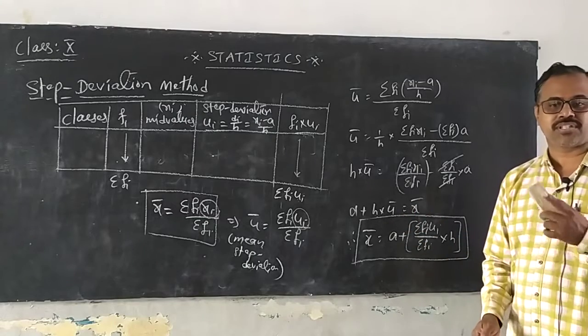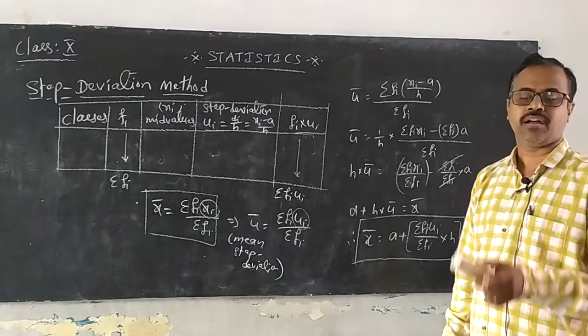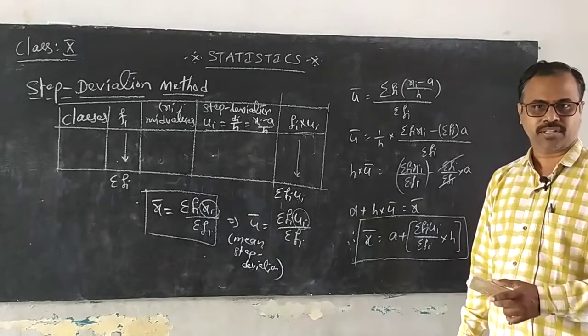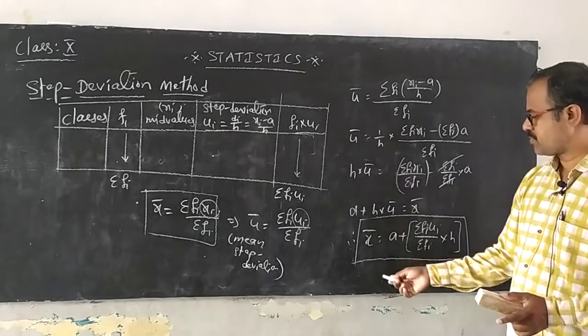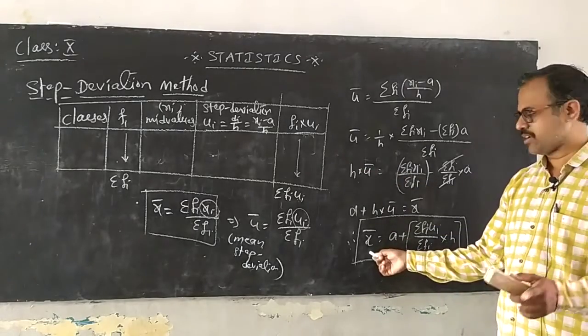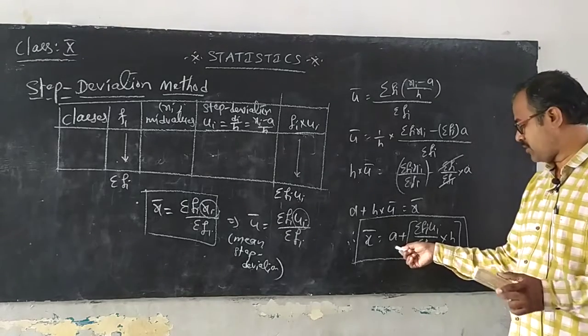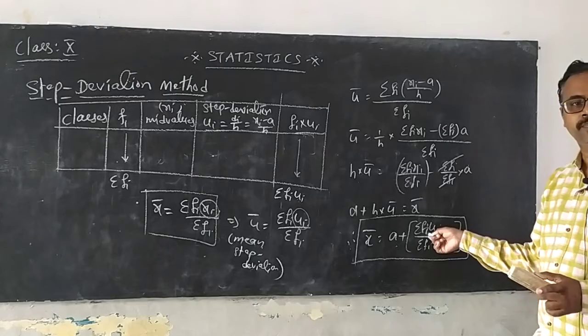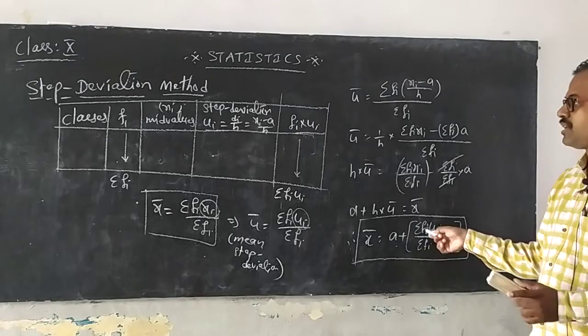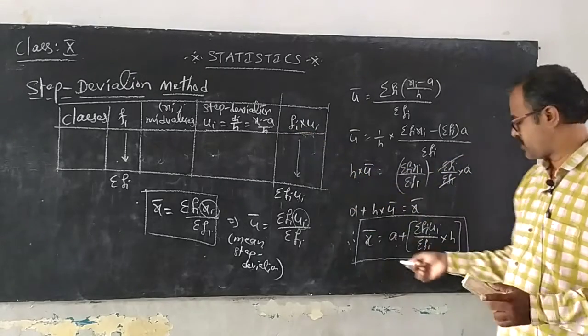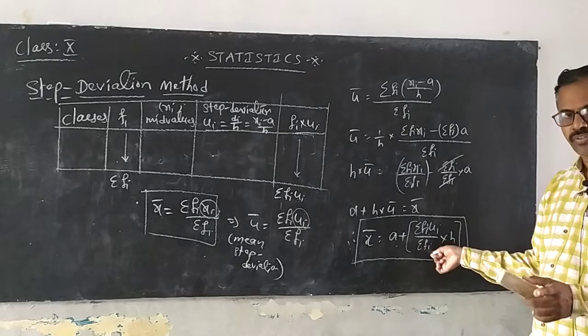In the examinations, they ask you about the formula and explain the terms in them. Now by step deviation method, what is x bar? Very good, arithmetic mean. What is a? Assumed mean from the mid values. What is sigma fi ui? Sum of the product of the frequencies and step deviations. What is sigma fi? Sum of the frequencies.